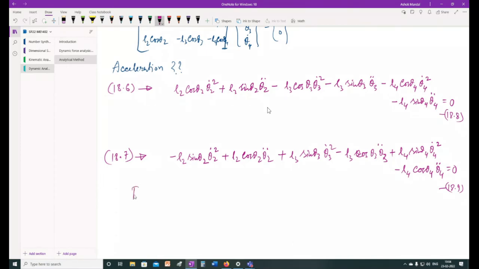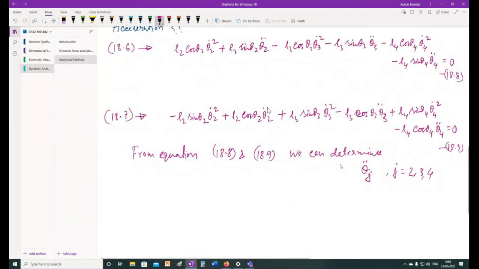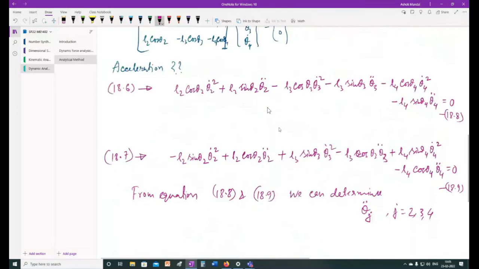Yes, sir. So from these equations, I am not writing them in a matrix form though. You can write it. From these two equations, we can determine this theta j double dots, where you can put j equals to 2, 3 or 4. In some case, this theta 4 is known to us. For this case, you have to find out theta 2 and theta 3. So I am not removing the generalized way. So that is why I have written it. So in all these three cases, we have two equations and two unknowns. So that can be solved easily.